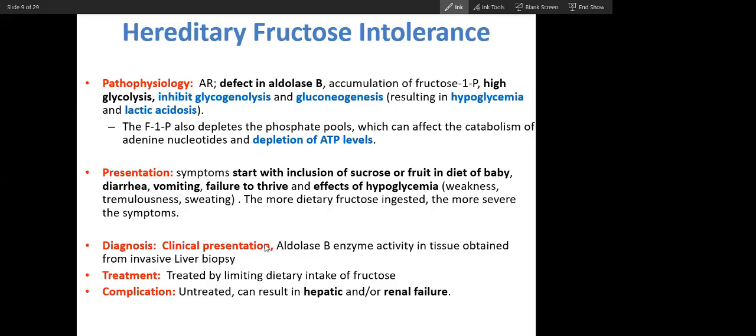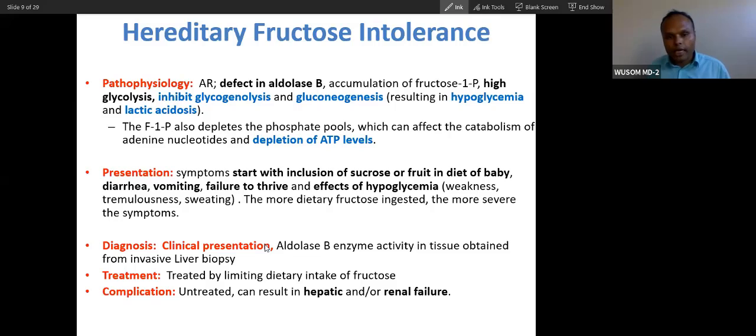Yes, sir. So we have correlated this to von Gierke disease so that you will understand. The main cause of all pathogenesis in hereditary fructose intolerance is depletion of the phosphate pool. Remember, this is the main cause of pathogenesis. The pathogenesis is a little bit different from von Gierke disease. Depletion of the phosphate pool is causing all the problems.